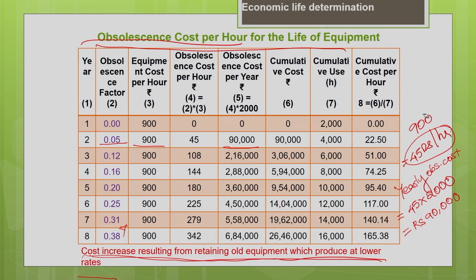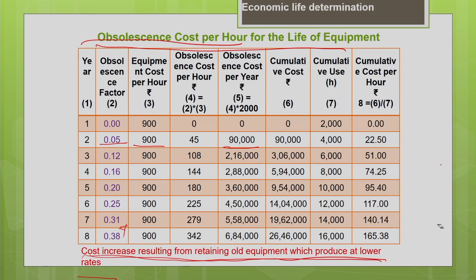Now similarly, calculate the obsolescence cost for the second year. The obsolescence factor is 0.12 for the second year, multiplied by the equipment cost: 0.12 into 900 gives you 108 per hour. This is your obsolescence cost. Okay, your equipment cost is 900 per hour, but your obsolescence cost is 108 per hour.